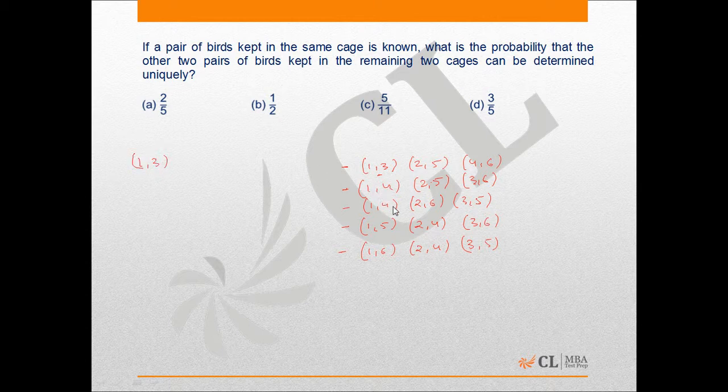If I take 1 and 4 together, then other two pairs cannot be determined uniquely. If I take 1 and 5 together, other two pairs can be determined uniquely. So next one is 1 and 5. Similarly, 1 and 6 can be taken. 1 and 6. 2 and 5 cannot be taken. If 2 and 5 are put together, I cannot determine it uniquely. So 2 and 5 cannot be together. 2 and 6 can be taken. So next pair is 2 and 6. 2 and 4 cannot be taken.